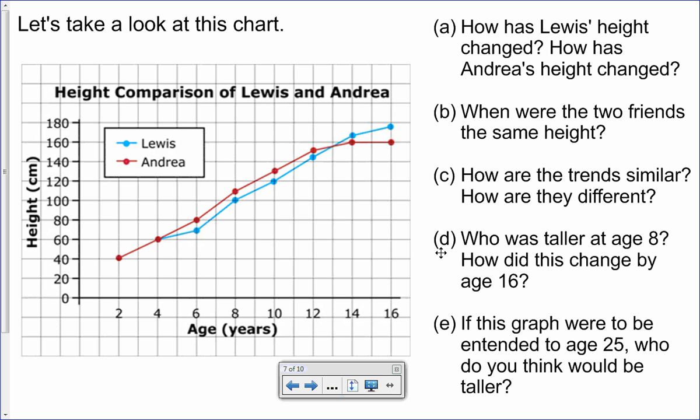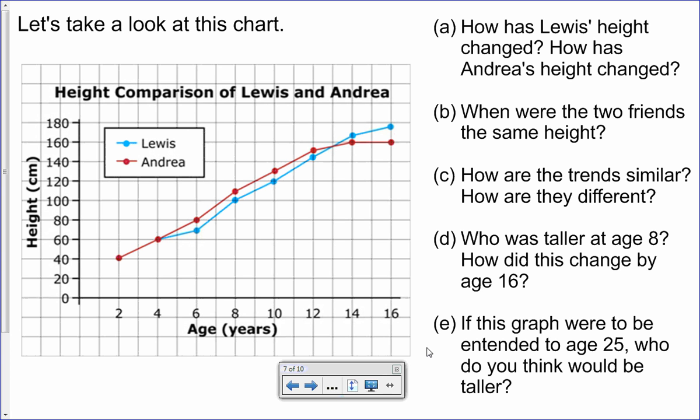Okay, part D. Who was taller at age 8 and how did this change by age 16? Well, if we look at year 8, we see that Andrea was taller. But then as we follow both lines, we see that by year 16, Lewis is now the taller of the two.